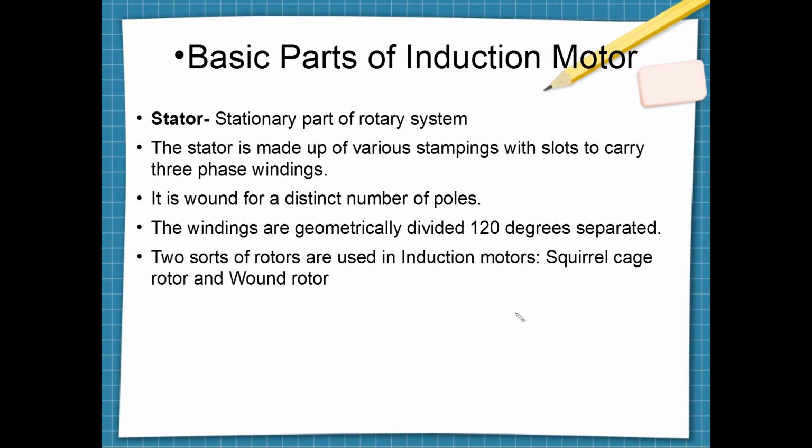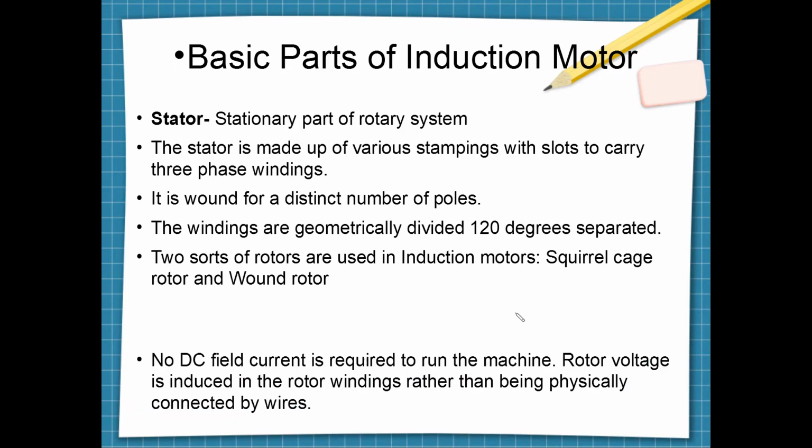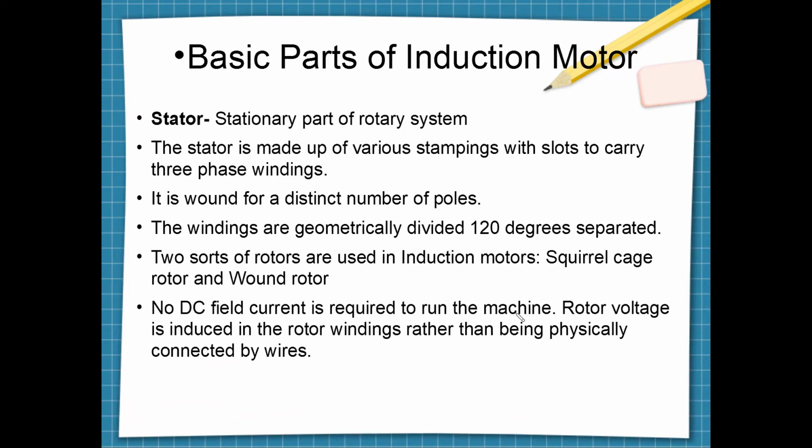Two sorts of rotors are used in induction motors, that is squirrel cage rotor and wound rotor. You will get to know about it in the next slides. No DC field current is required to run the machine. Rotor voltage is induced in the rotor windings rather than being physically connected by the wires. It is induced due to the induction from the stator, and there is no physical contact between rotor and stator.